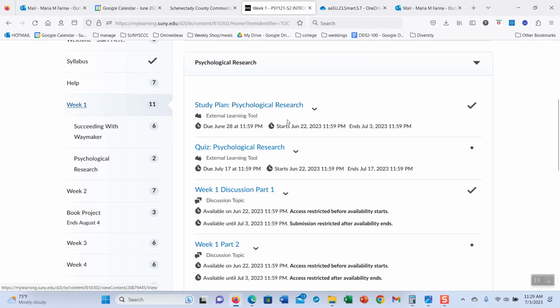So this study plan, again, the quiz, I highly suggest that you take it at least once and see how you do. You can always take it again, and again, I will reset it for you if you'd like to take it more than twice to improve your grade. That's fine with me, but just remember you need to give yourself time to do these. So really, I strongly suggest that you try the quizzes at least once.